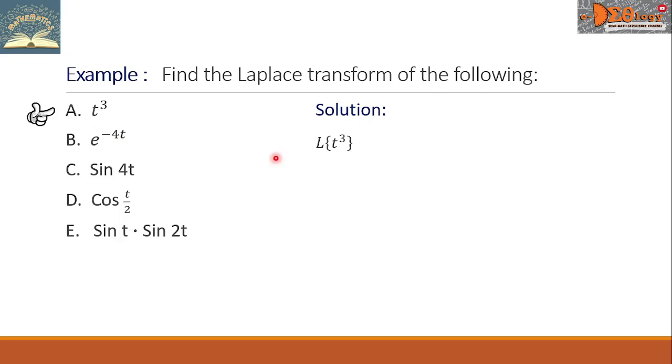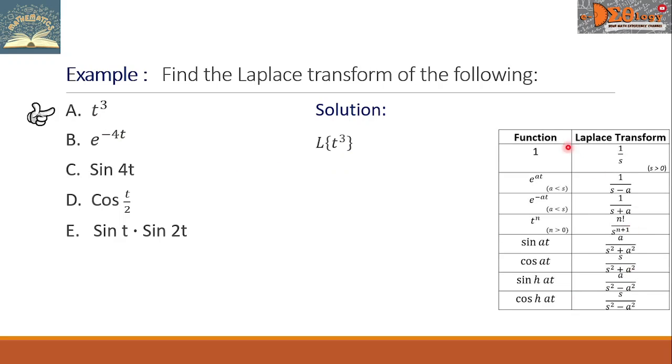We can write the notation to be like this, L of t cubed. Looking at our table, we're going to use this formula. Let us substitute the corresponding values. So we have now 3 factorial over s raised to 3 plus 1. We can simplify further. The denominator becomes s raised to 4, and we expand the factorial. We have 3 times 2 times 1. So the final answer is 6 over s raised to 4. Let us copy the answer opposite problem A.